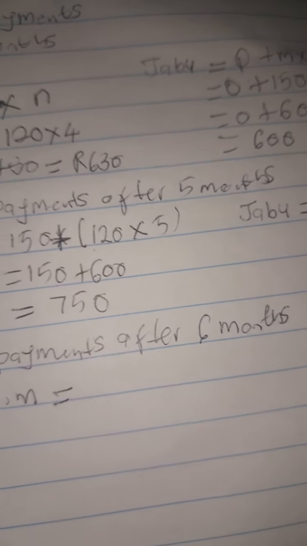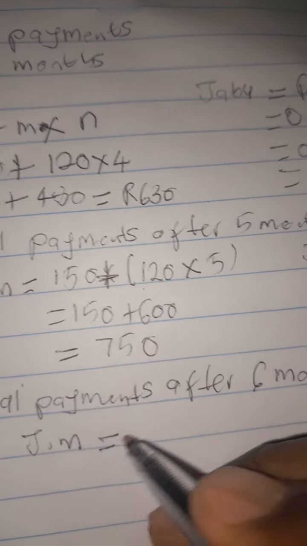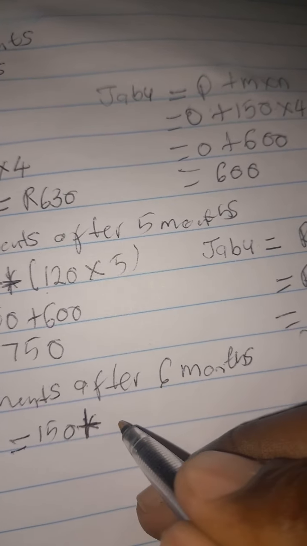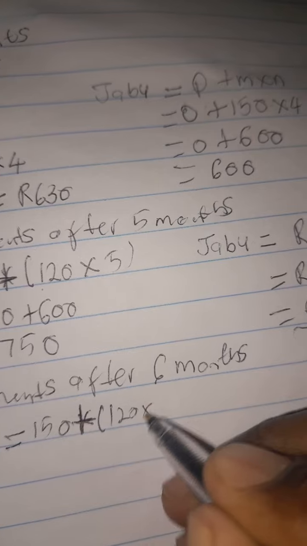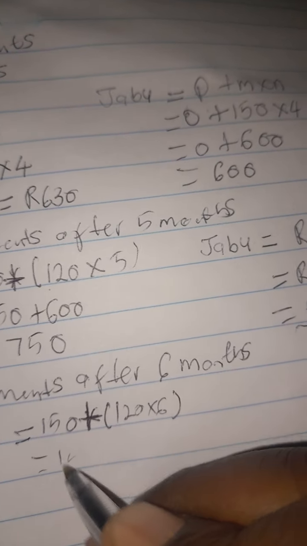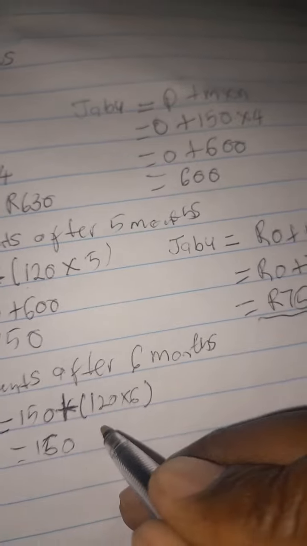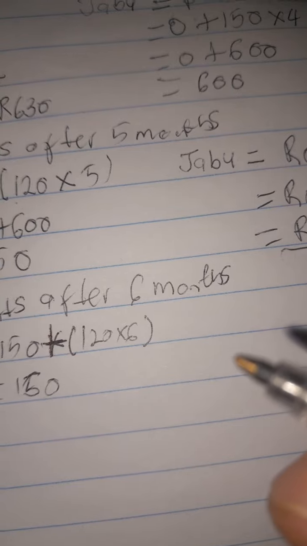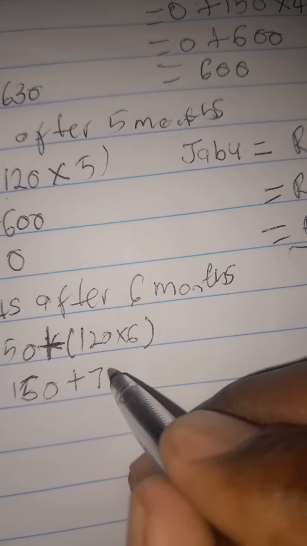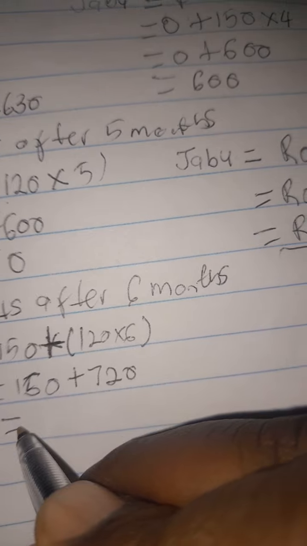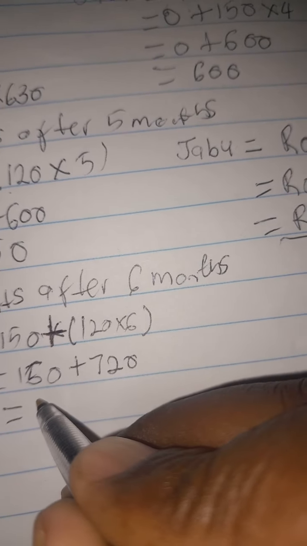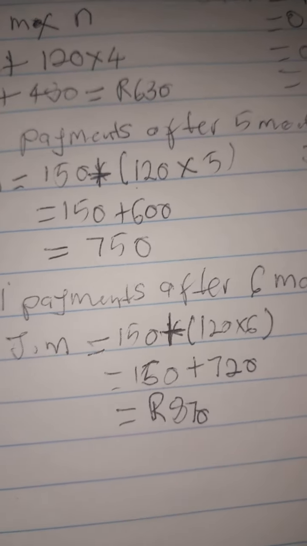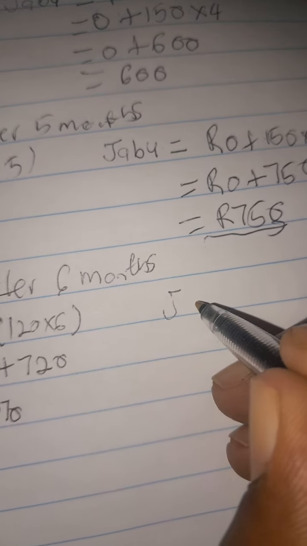Still use the same technique. So we could just say 150 plus 120 multiplied by 6. 120 times 6, what is that? 120 times 6, that will be 720. Then 150 plus 720 will give us 870. That is Jimmy's payment after 6 months.